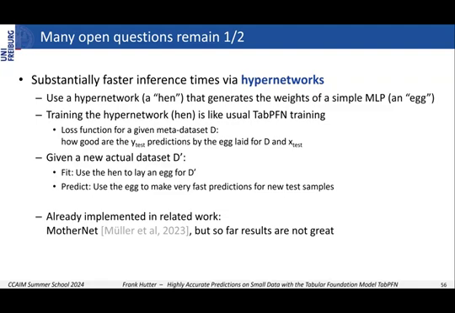So you basically look at a dataset and say, for this dataset in a forward pass, I'm going to use this MLP, and then just predict with this MLP very quickly.